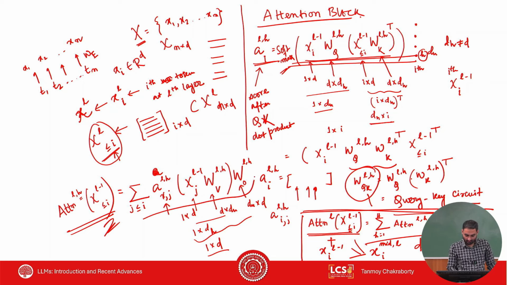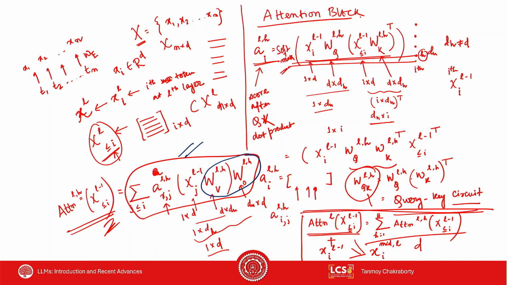If you look at this equation again, you see there are two matrices which are getting multiplied, right? We call this the output value circuit, and we denote it by W_OV^{L,H}, which is W_O^{L,H} times W_V^{L,H}. Okay, output value circuit.